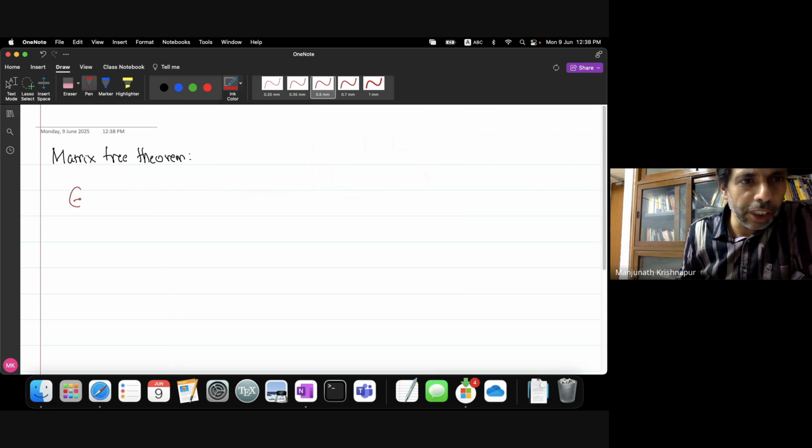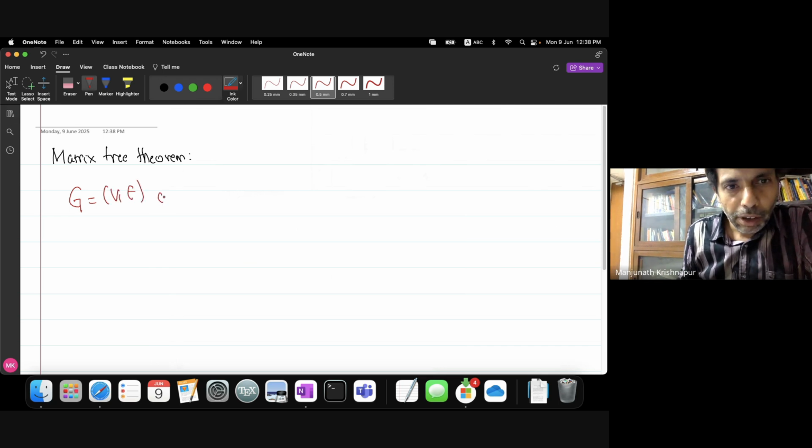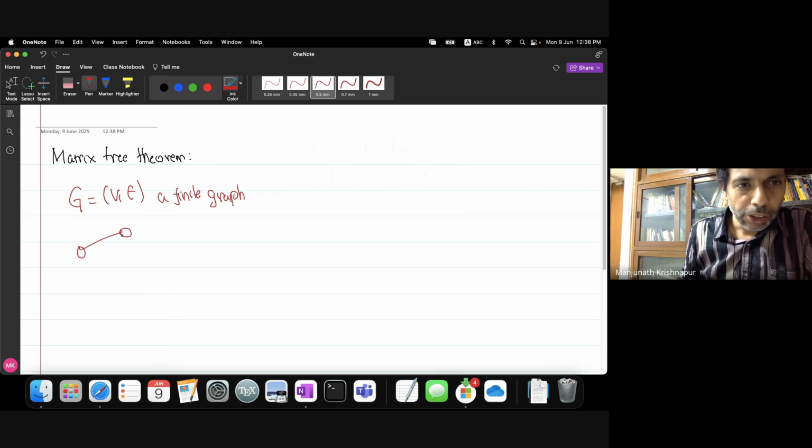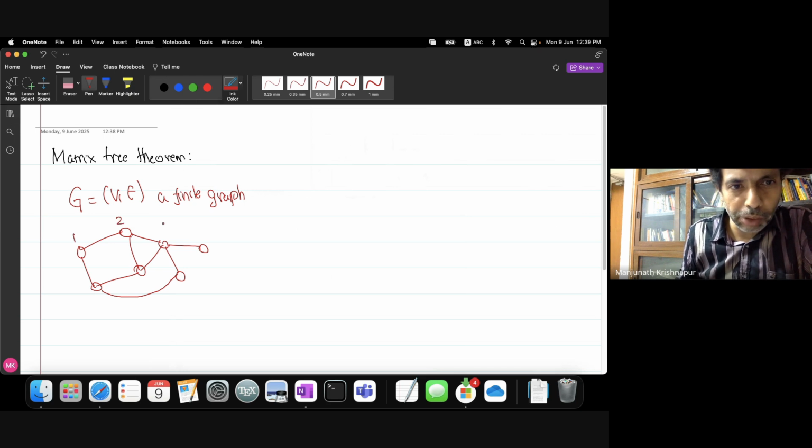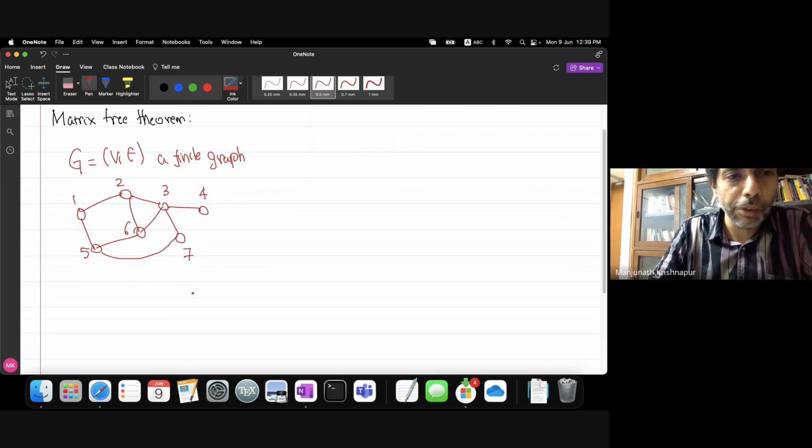So take any graph G. G is any finite graph. Okay, so let's write an example. It could be something like this, and the vertices are labeled by some numbers 1, 2, 3, 4, 5, 6, and 7. So suppose this is a finite graph.